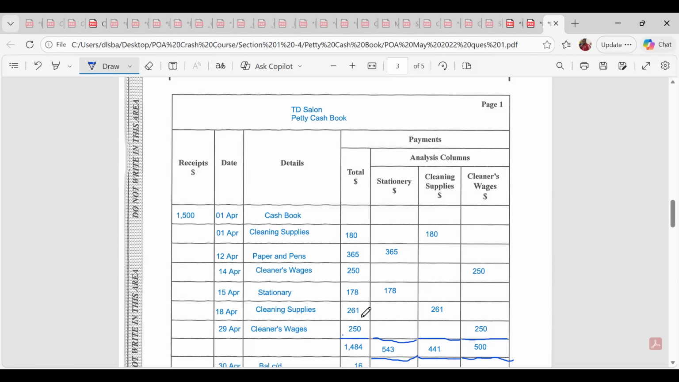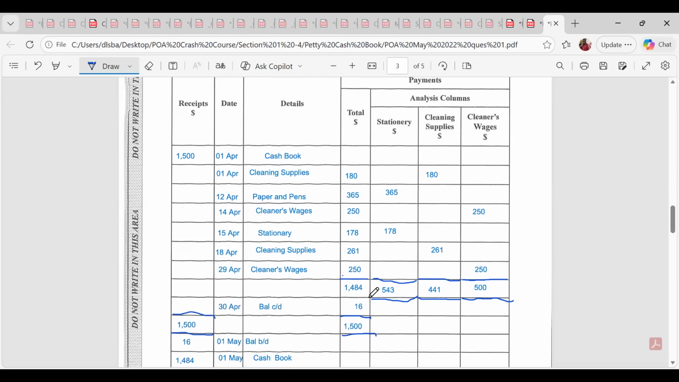After that, you're going to record the total of all of those columns: the different analysis columns and the total column. But you're not going to underline the total column. So you notice I have a line above and below the analysis columns, but only one line for the total column, right? Because you're not finished with it yet.